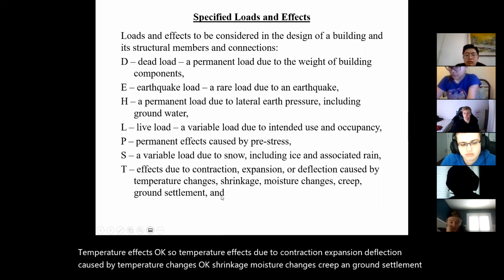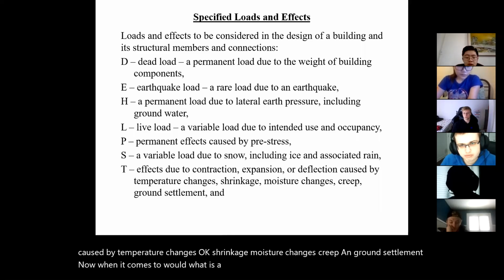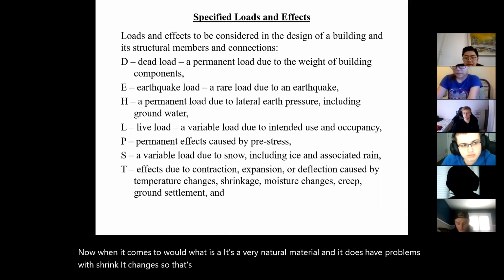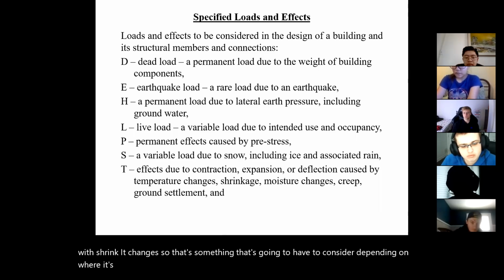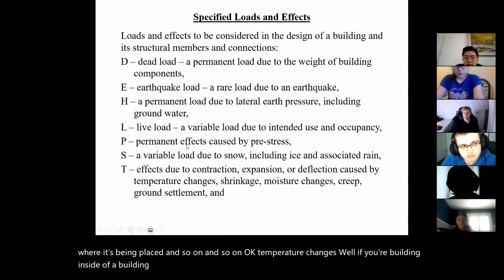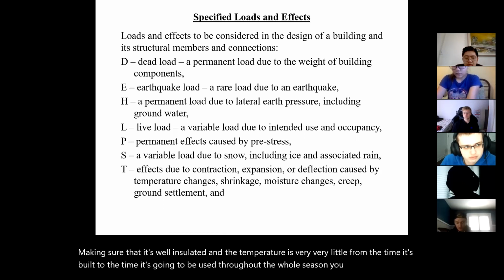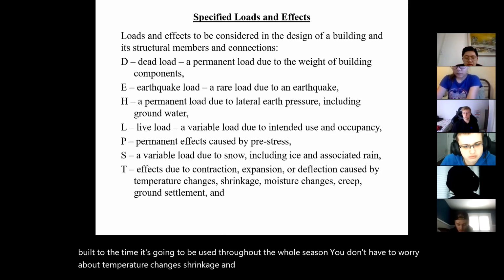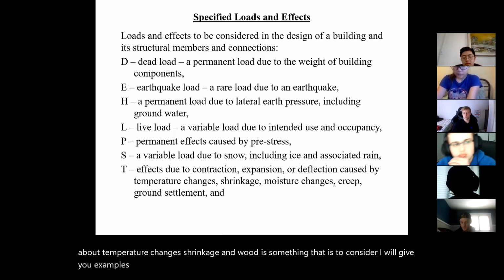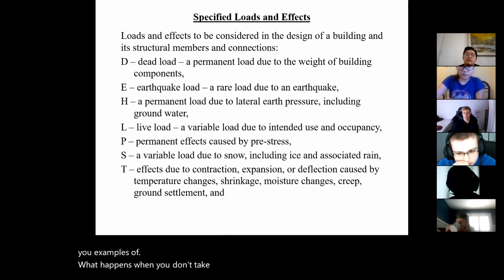Now, when it comes to wood, wood is a very natural material, and it does have problems with shrinkage changes. So that's something that's going to have to be considered depending on where it's being placed and so on. Okay? Temperature changes. Well, if you're building inside of a building where you can make sure that it's well insulated and the temperature changes very little for the time it's built and the time it's going to be used throughout the whole season, you don't have to worry about temperature changes. Shrinkage in wood is something to consider. I'll give you examples of what happens when you don't take into consideration the shrinkage of the wood.